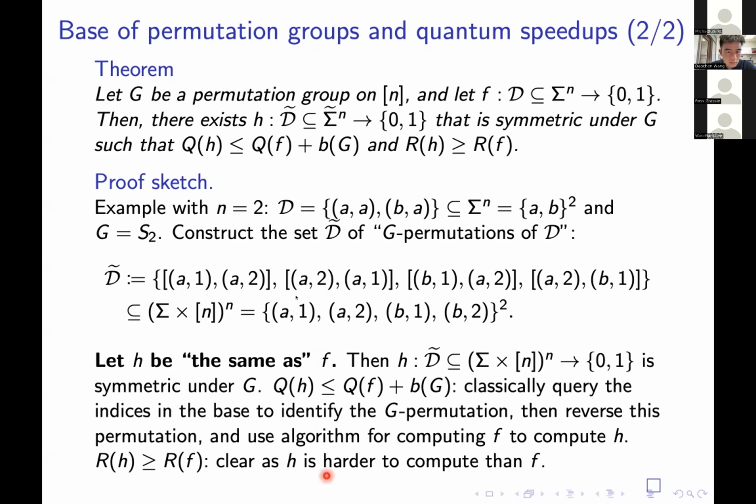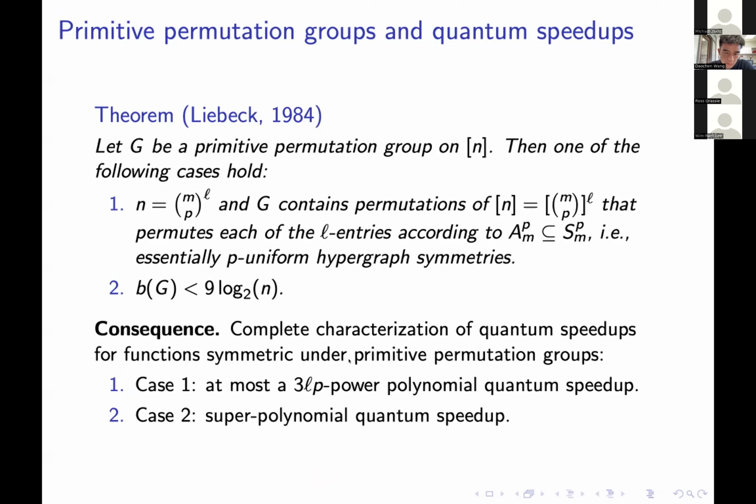So, back to primitive permutation groups. The reason why we have spent two or three slides talking about bases is because of this amazing theorem of Liebeck from 1984, which says that if G is a primitive permutation group on bracket n, then exactly one of the following two cases holds. In the first case, n is equal to m choose p to the l-th power, and G contains permutations of bracket n, which is equal to bracket m choose p to the l, that permute each of the l entries according to A_m, which is a subgroup of S_m.